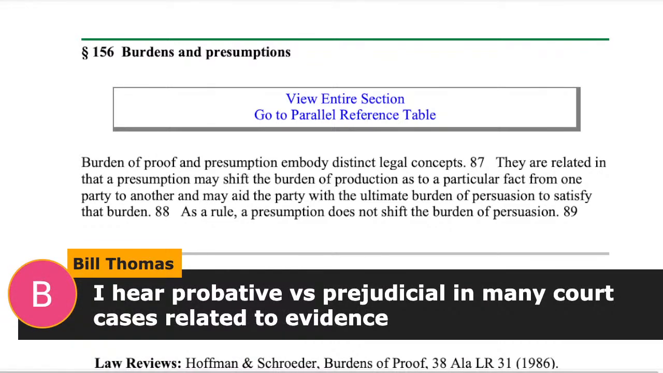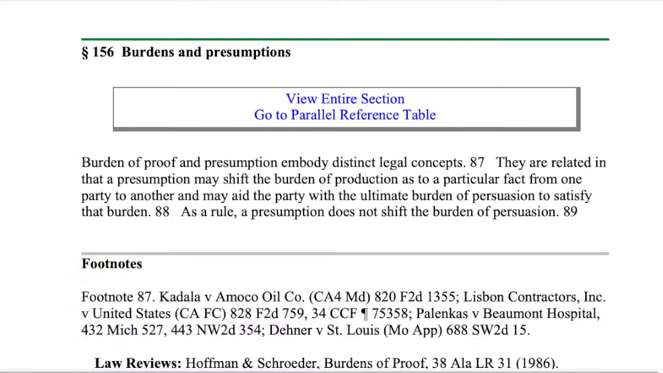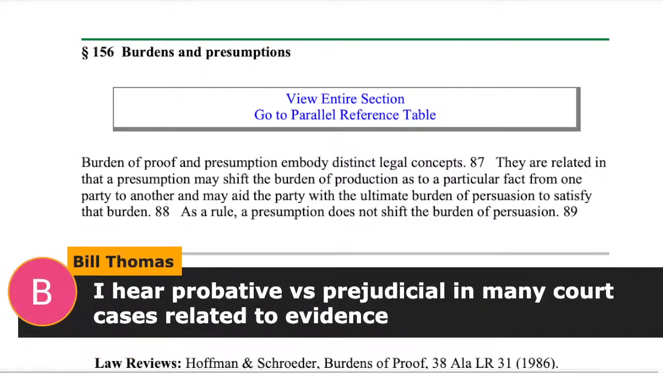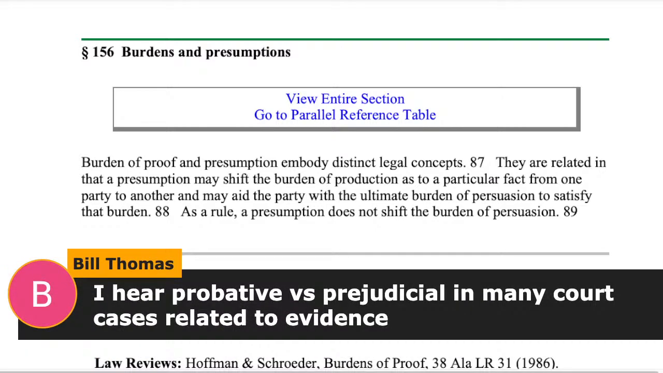I hear probative versus prejudicial in many court cases related to evidence. Yes. As we've been going over here, judicial notice is not necessarily litigated. It's going to be accepted as fact once it's been noticed and there's been no opposition.